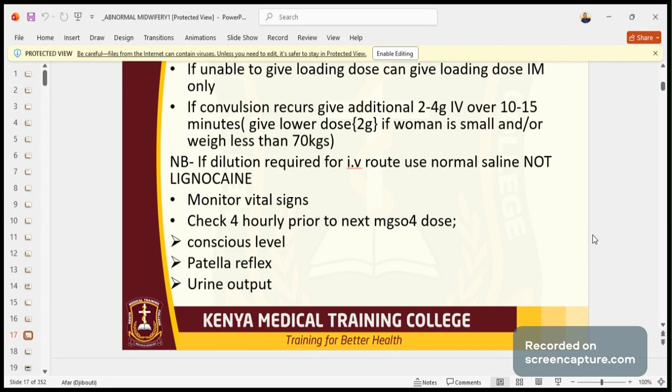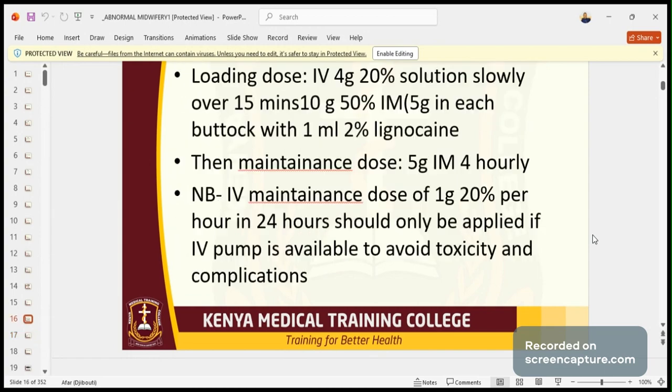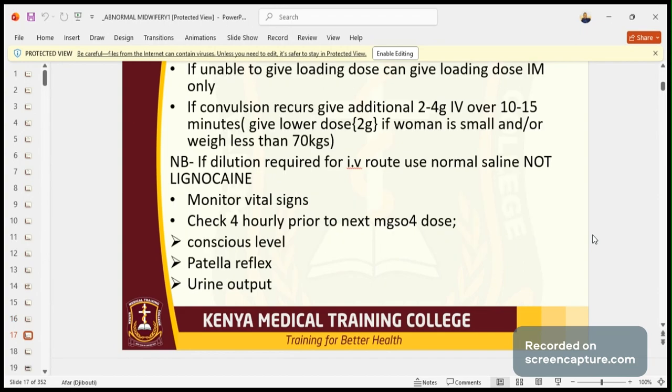If you are unable to give the loading dose IV, you can give the loading dose IM only. If convulsions recur, give an additional 2 to 4 grams IV over 10 to 15 minutes. So the most important thing here is the loading dose first: IV 4 grams of 20% solution slowly over 15 minutes. Then 10 grams of 50% solution intramuscular, in both buttocks. Then you maintain with 5 grams. So what you need to know: 4 grams loading dose, 5 grams maintenance dose IM. If convulsions recur, you give an additional 2 to 4 grams IV over 10 to 15 minutes.